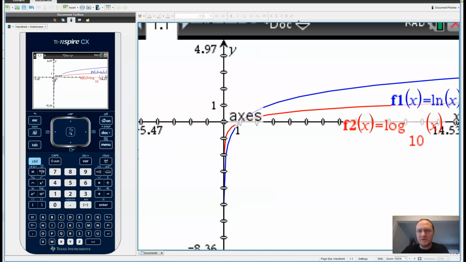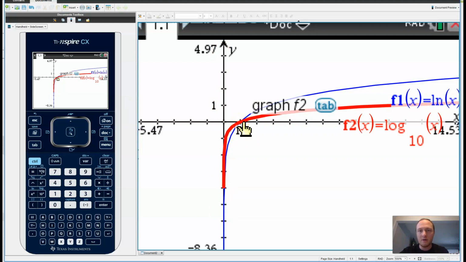You'll notice in your notes, example 1 says, what do you notice? What do they have in common? The main things you should notice are that we have a vertical asymptote on the y-axis, x equals 0, and we have an intercept here at 1, 0.